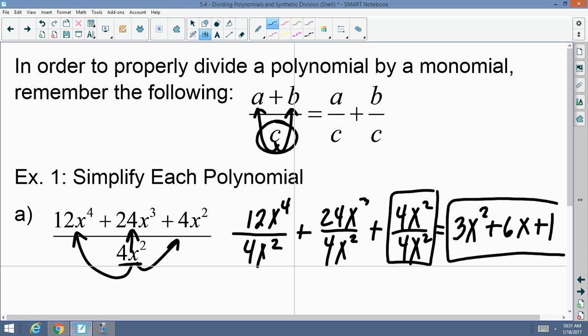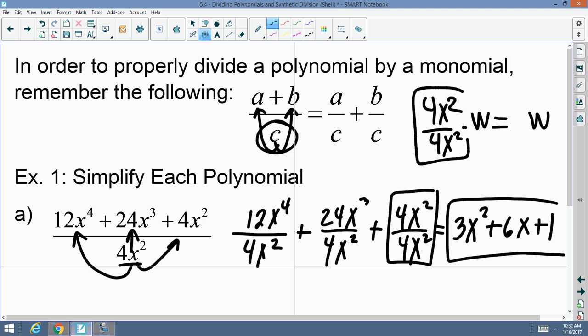Ones are invisible in multiplication, yes, but never in addition, my man. That's actually a very good question. If I had it like this, 4x squared over 4x squared times, let's say, w, this would just be w, and this one could be invisible. But since I have an addition here, I have to translate that one. Does that help? Was that the mistake you were thinking about?